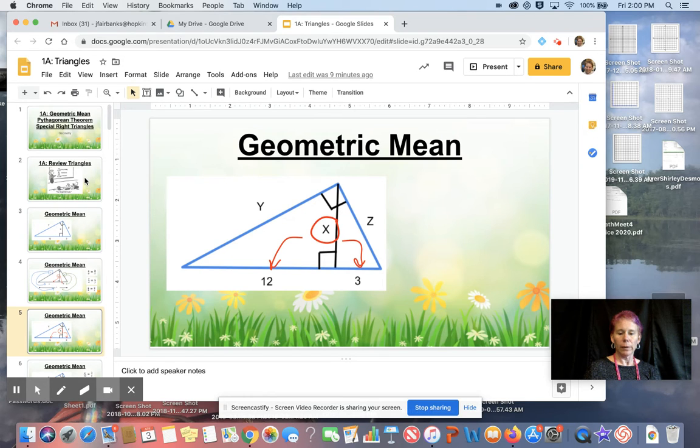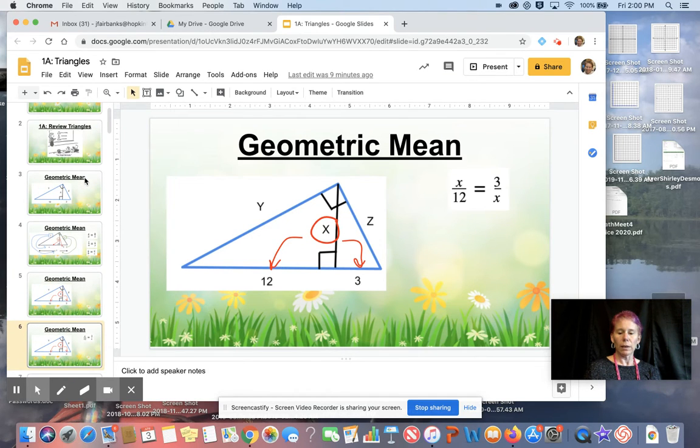Here we have an example. We're using the 3 and the 12. I'm going to go right down the middle with the geometric mean of X. When we write it, we write the X's diagonally because it is the geometric mean, and we write the other two pieces, 3 and 12. We multiply to get X squared equals 36, and then we take the square root to find that X, which in this case is the altitude, and the height is 6.